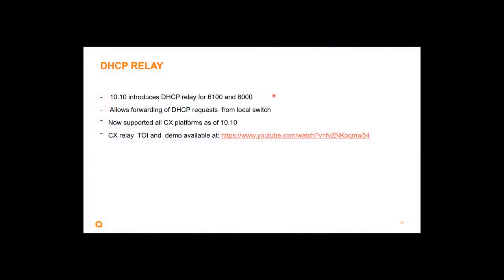DHCP relay feature parity. 10.10 introduces DHCP relay for the 6100 and 6000, allowing forwarding of DHCP requests from the local switch. So now all CX platforms as of 10.10 support DHCP relay. Again, if people are interested in more details, I did cover DHCP relay when it was introduced into the 6200. It's exactly the same for the 6100.